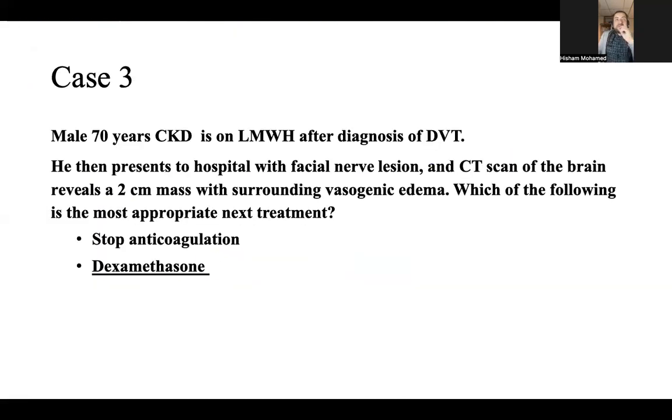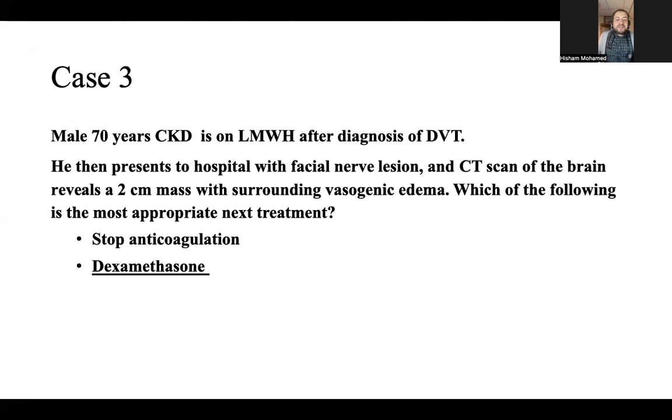The second question today is about a 70-year-old male patient with chronic kidney disease, on low molecular weight heparin after a diagnosis of DVT. He then presents to the hospital with a facial nerve lesion, and a CT scan of the brain reveals a 2 centimeter mass with surrounding vasogenic edema. Which of the following is the most appropriate next treatment?